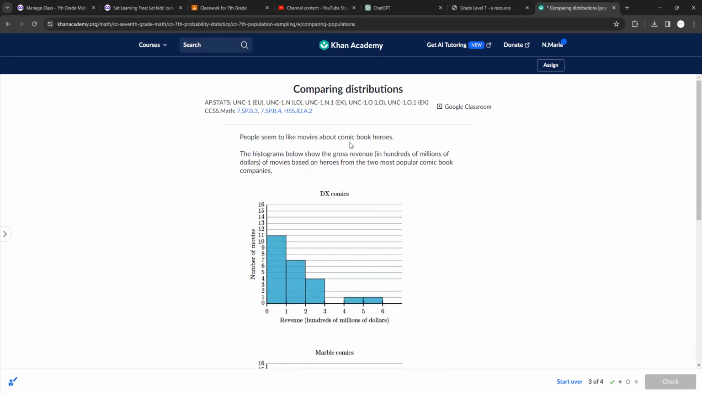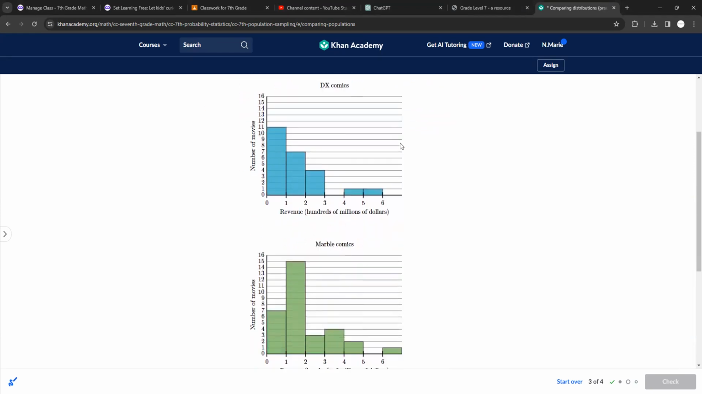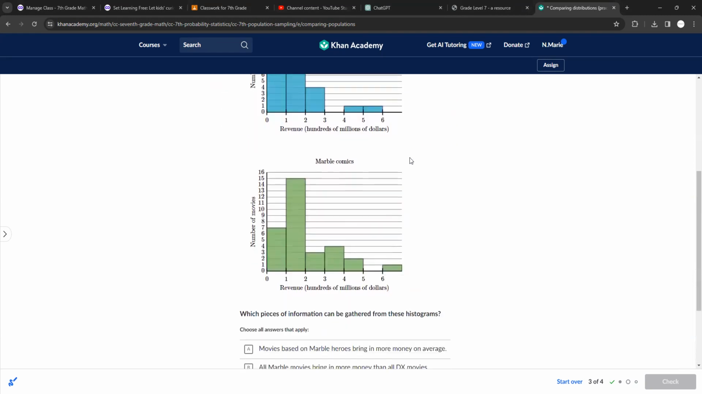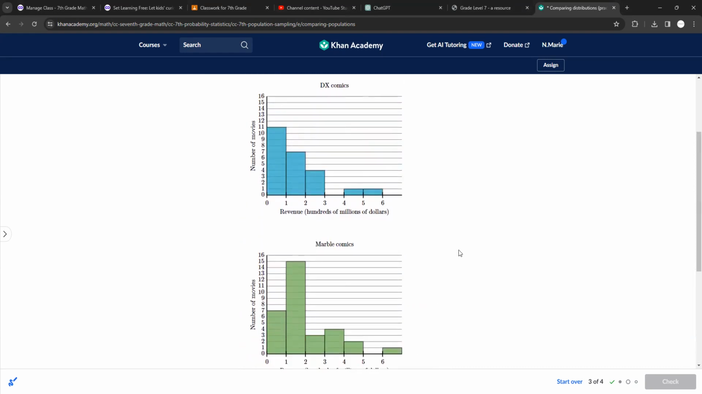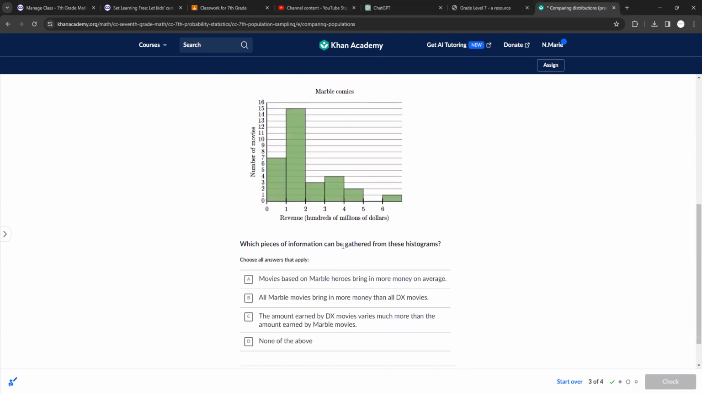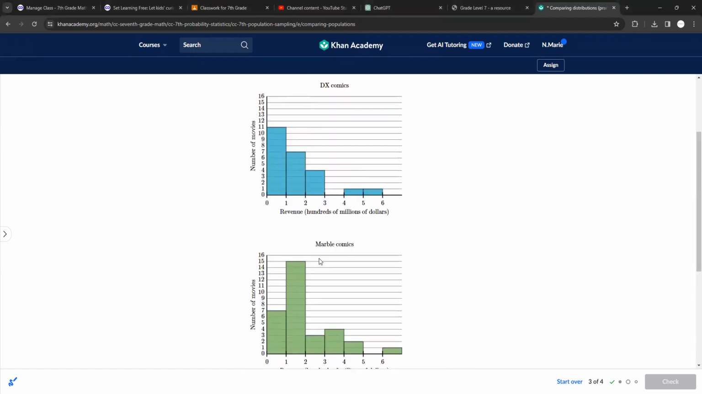People seem to like movies about comic book heroes. The histograms show the gross revenue. What piece of information can be gathered? Movies based on Marvel heroes bring in more money on average. Okay, so this is the number of movies and the revenue made. All Marvel movies bring in more money than all of them? No, that's not true. The amount earned by DC movies varies much more.